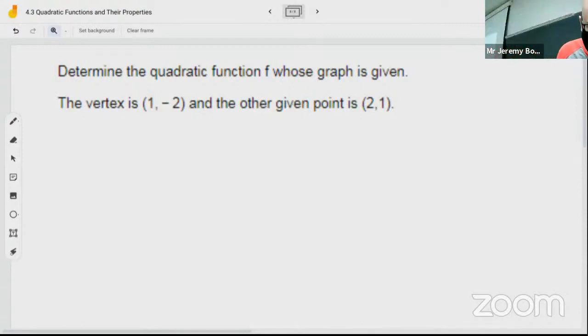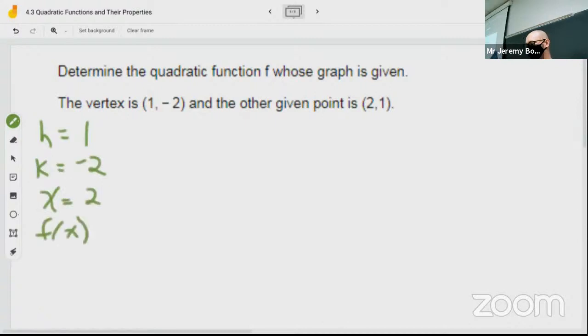So that makes it a little bit tougher. So try it out. Kind of the same thing. It's a little change up. Let's leave our points first. h is going to be 1. k is going to be -2. And it gives us a point, x is 2, and f(x) or y is 1. So those are the values that we're given.